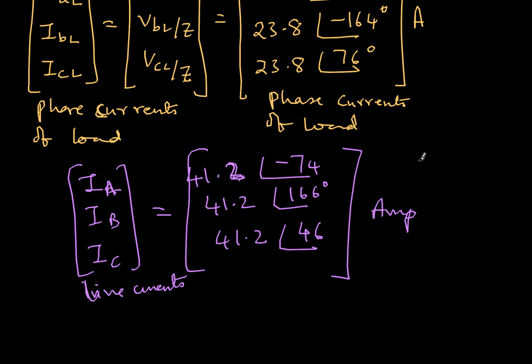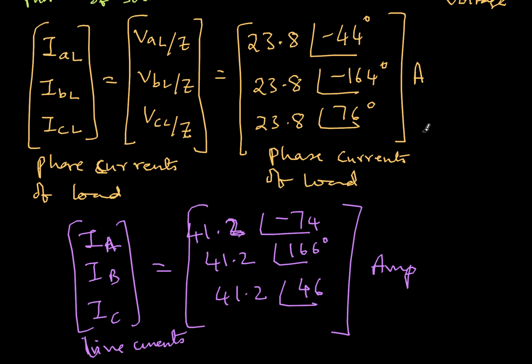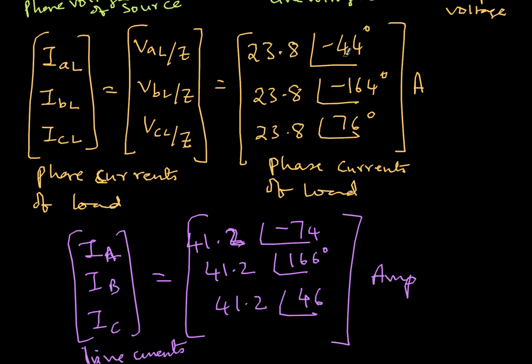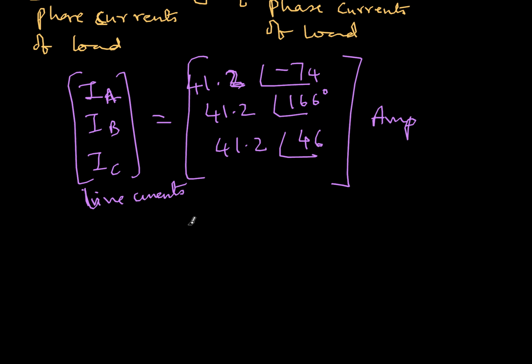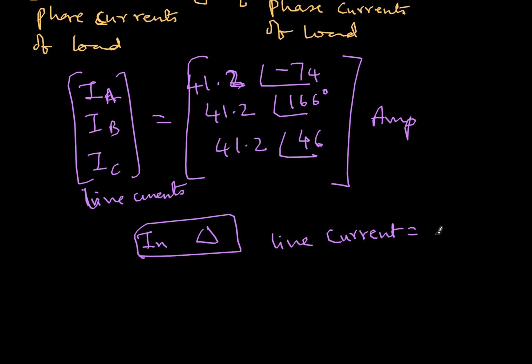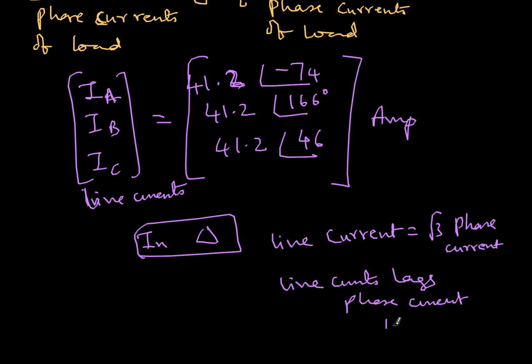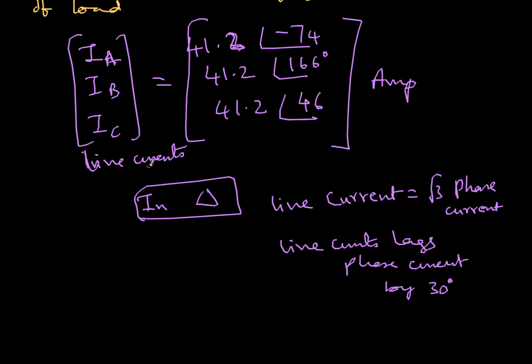Now compare the angles. What is the angle of IAL? It is minus 44, and the angle of IA is minus 74. So this confirms our earlier analysis. So in a delta, line current will be root 3 times the phase current, and line current lags phase current by 30 degrees.